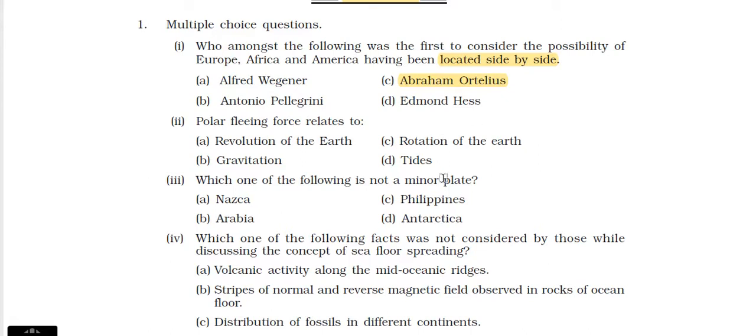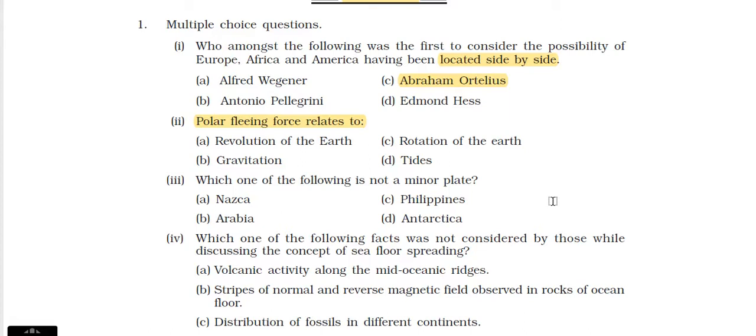Let's come to MCQ 2, which says the polar fleeing force relates to A. revolution of Earth, B. gravitation, C. rotation of Earth, D. tides. So this is related to the continental drift theory.